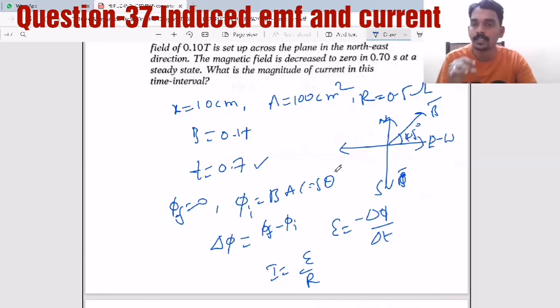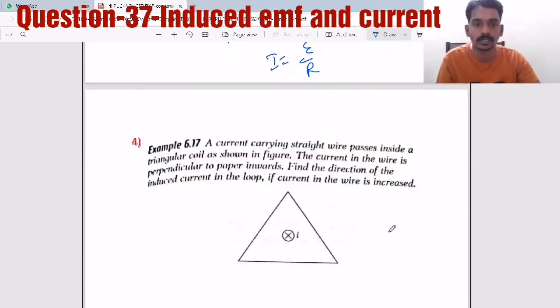But the way of understanding the question is important. What is the direction of surface? What is the direction of magnetic field? All those things matter. Like here the plane surface is like this and the magnetic field is at some angle, 45 degrees, like this. That's why the angle we have taken as 45 degrees, because along northeast.